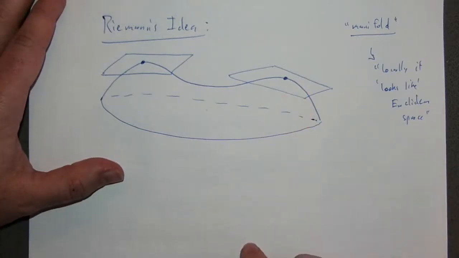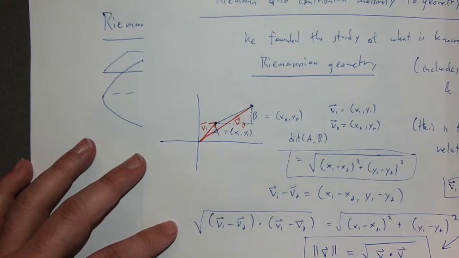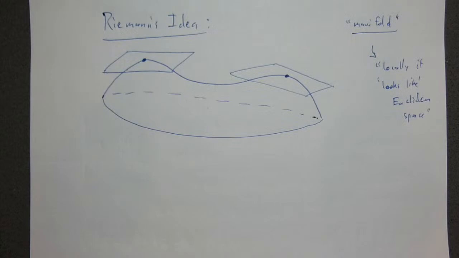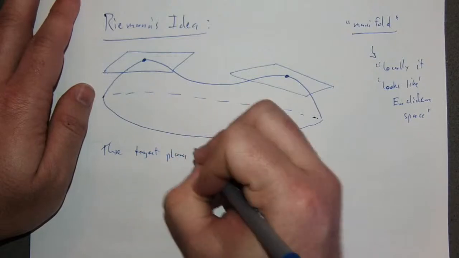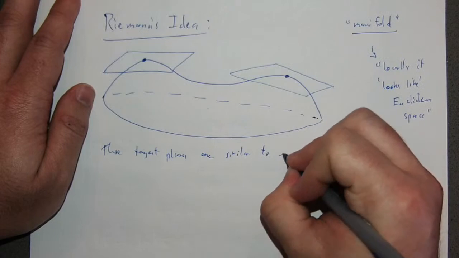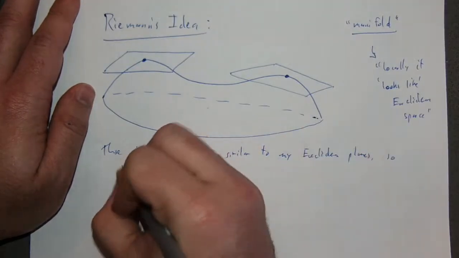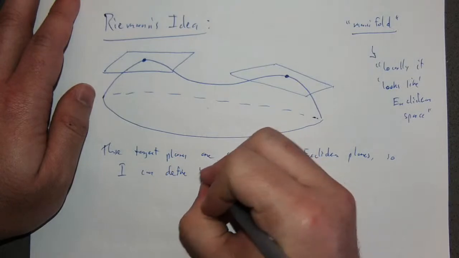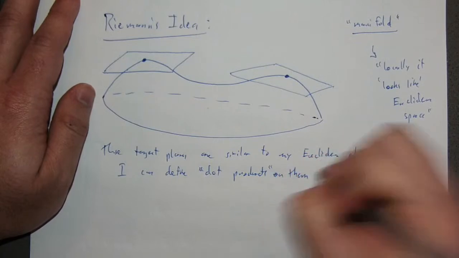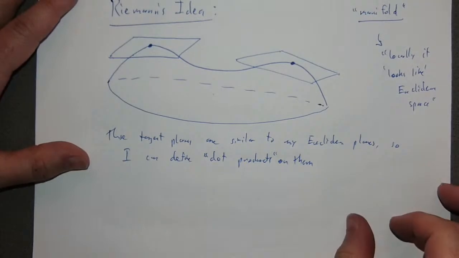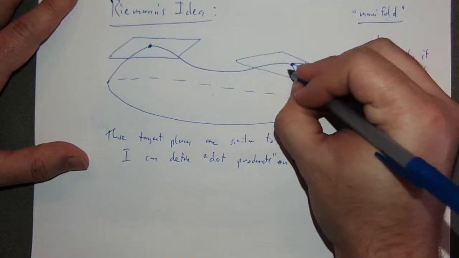All right, and so the idea is that each of these planes, if I just look at the planes now, is no different from the Euclidean plane, really. And so these tangent planes are similar to my Euclidean planes. So I can define dot products on them. Okay, so I can define a dot product over here. So here are vectors in my plane, U and V, and I can talk about U dot V here.